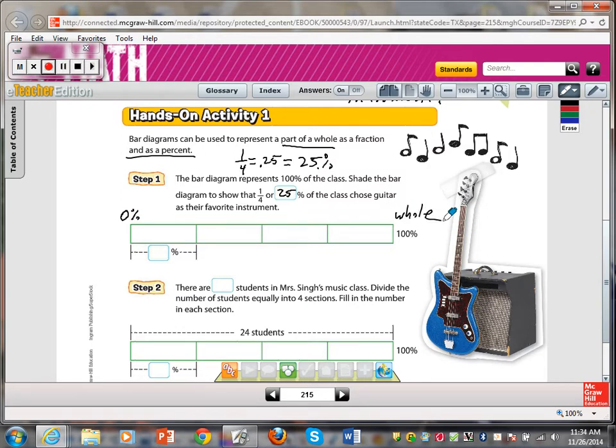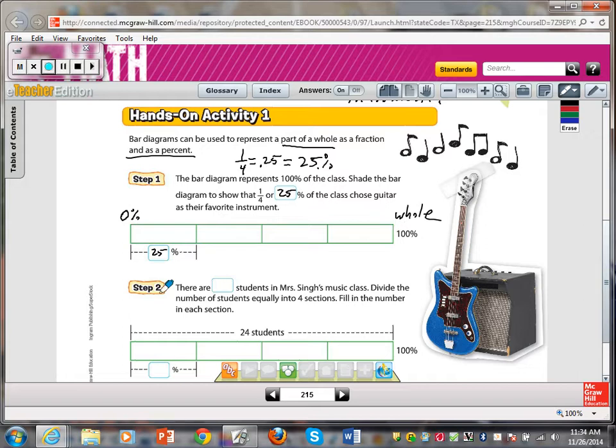Okay, that means that this part, it seems like they broke this already into 4 equal parts. The reason why they broke it into 4 equal parts is because we want to know what 1/4 is. So if you want something in fourths, you have to cut your percent bar into 4 equal pieces. Then we know that this represents 25%, 25%, 25%, 25%.